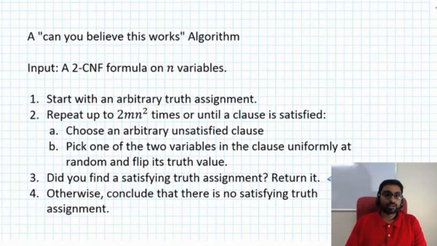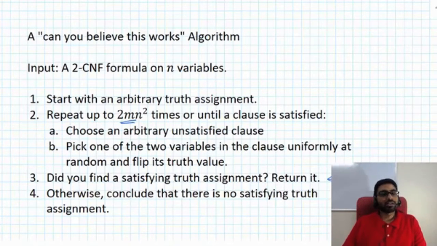And then again check if the truth assignment is a satisfying assignment. And if it's not, we repeat this process, and we repeat this 2mn² times, until we either exhaust the number of trials, or we find a truth assignment. And of course, if we find the truth assignment, we'll return it. But if we don't find the truth assignment, we're going to conclude that there is no satisfying truth assignment.